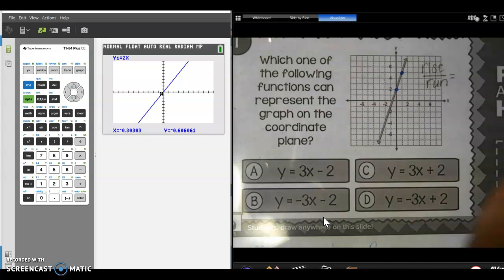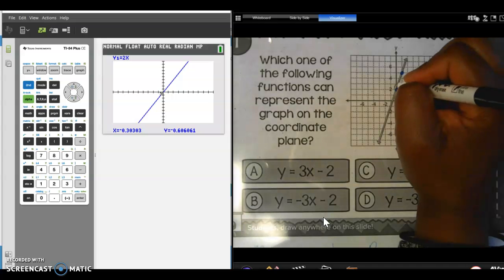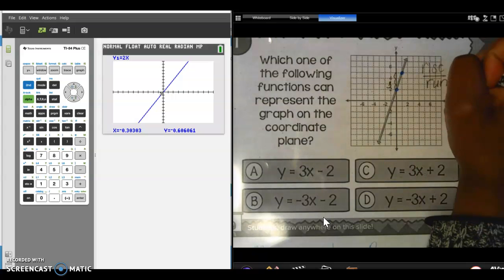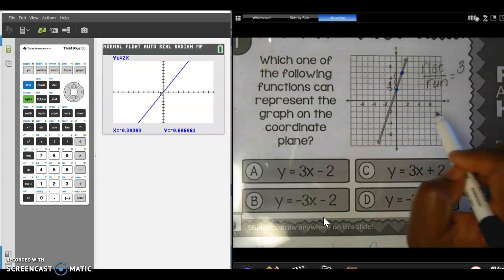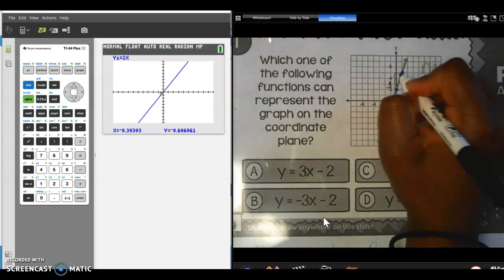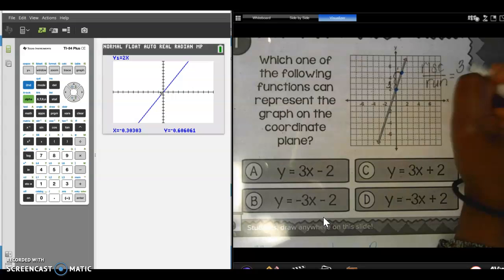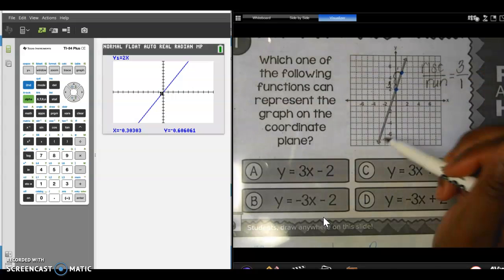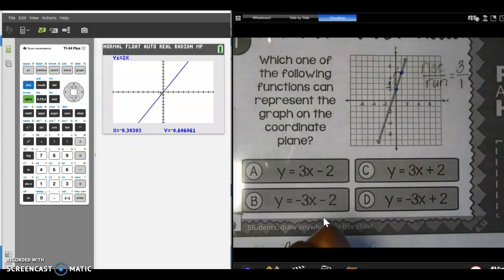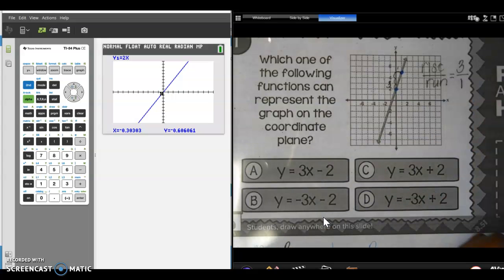I'm going to do my rise over run. So I'm going to go up 1, 2, 3. Notice I pay attention to my scale. Do not forget to pay attention to the scale on your x and y axis. Okay. So I go up 3. Then I go over 1. So my rise over run is 3 over 1. My line is positive. So my slope is 3. So my equation would be y equals 3x plus 2.